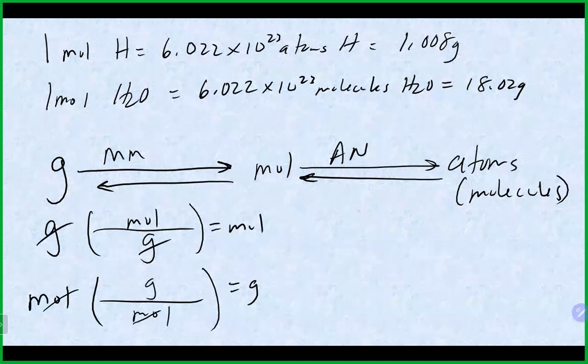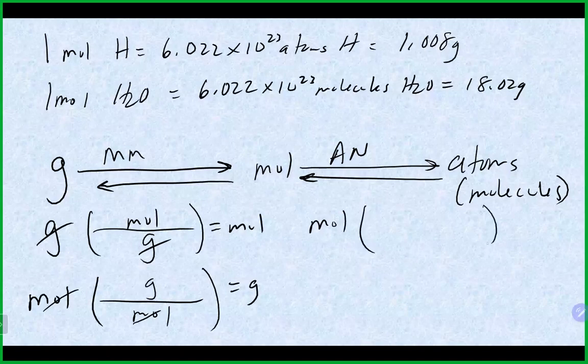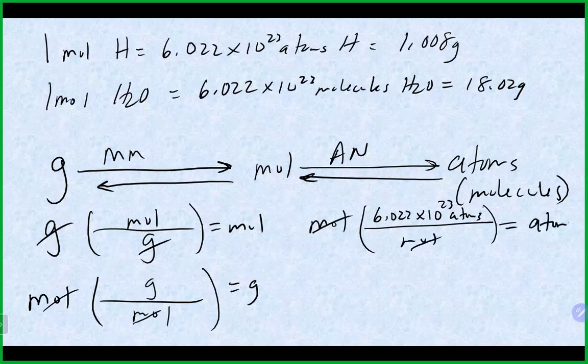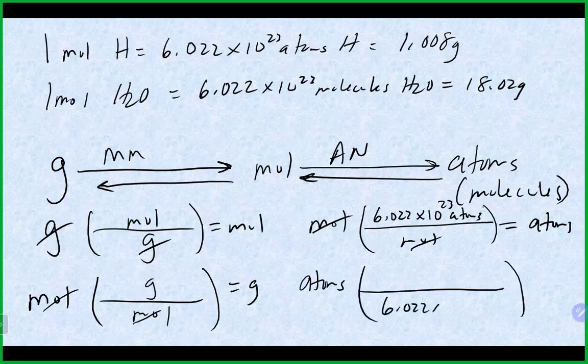Same idea over here. If you have moles and you want atoms, you're going to multiply by Avogadro's number. That way the moles cancel, giving you atoms. And if you have atoms or molecules and you want moles, you're going to divide by Avogadro's number. And again, the atoms would cancel and give you moles. So that is how they're all related together.